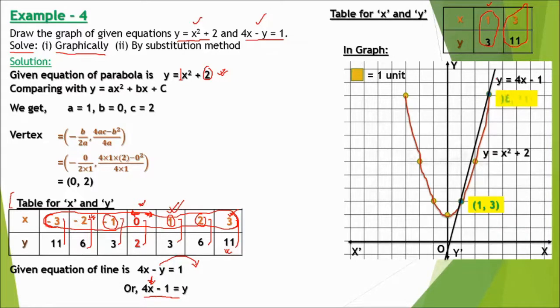We know already, isn't it? They meet at (1, 3) and (3, 11) because the points are selected from the table of the parabola. So let's write it in words here. The parabola and the line intersect or meet at these points.